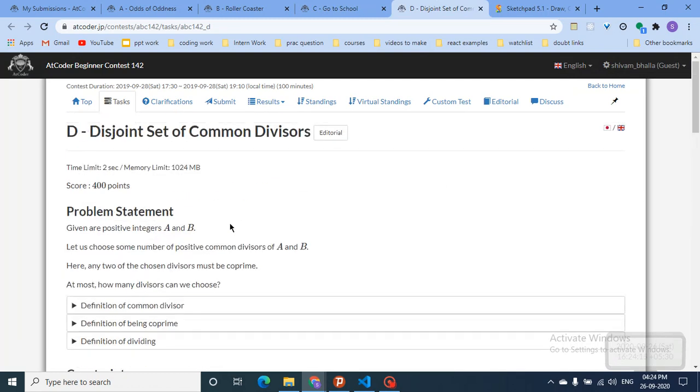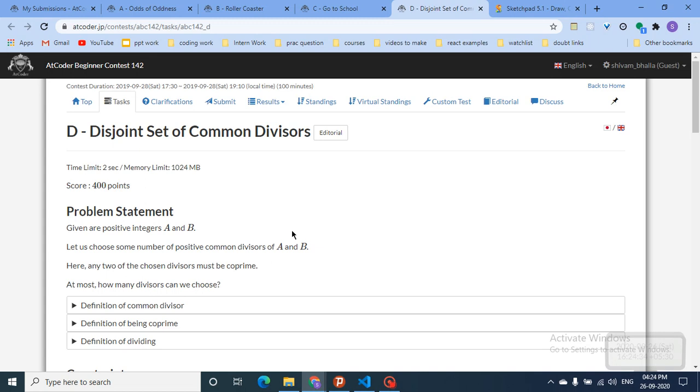two positive integers a and b. Let us choose some number of positive common divisors of a and b. So you have to first find out the common divisors, which means the numbers which divide both a and b. Okay, so you are given some numbers a and b. You have to first find out all the numbers which divide both a and b.